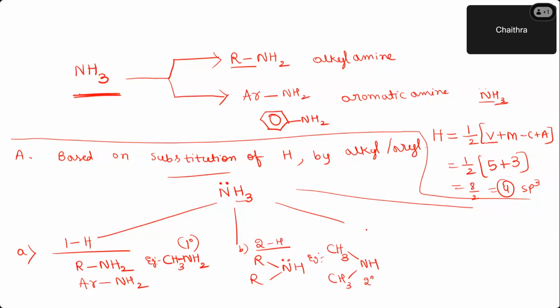Similarly, third case, I'll replace 3 hydrogen atoms. So I'll get nitrogen, a lone pair will be there. Here I'll write CH3, CH3 and CH3, right? So this is an example for what kind of amine? Yes, it is a tertiary amine because nitrogen is directly attached to 3 carbon atoms.